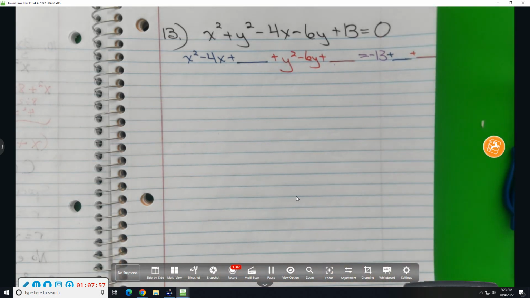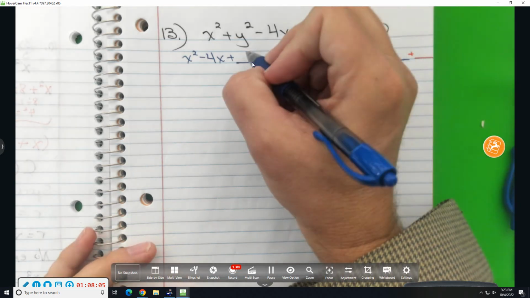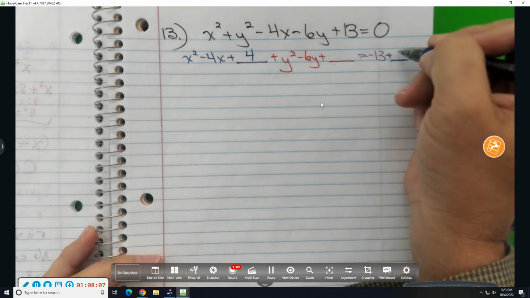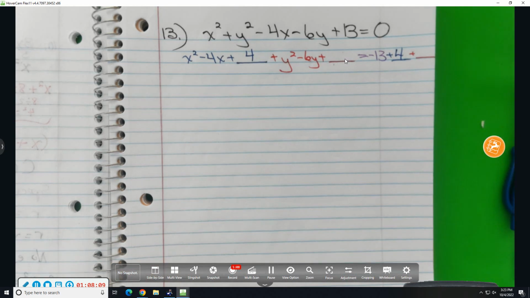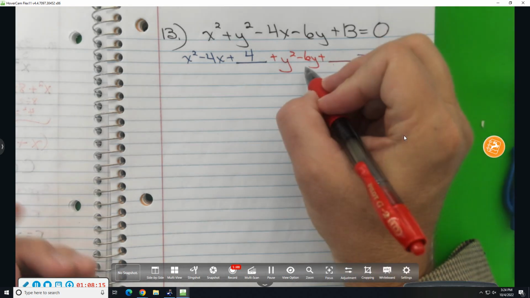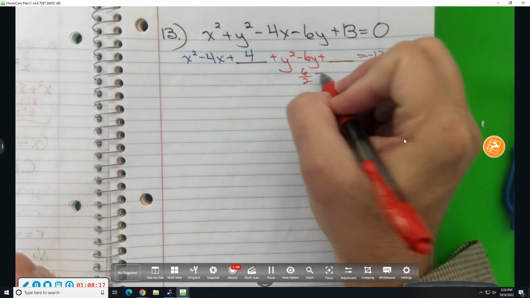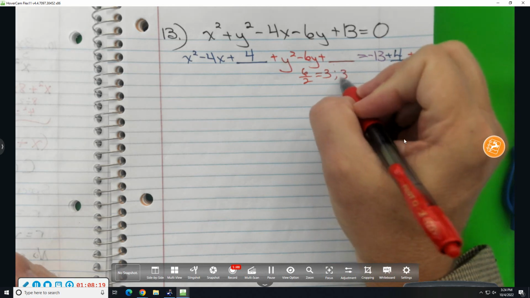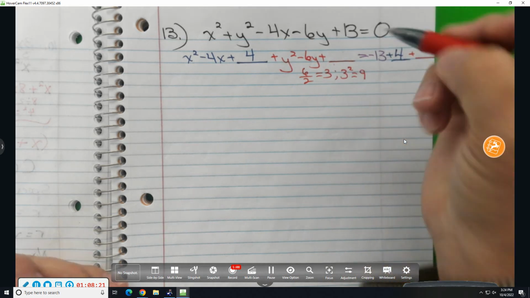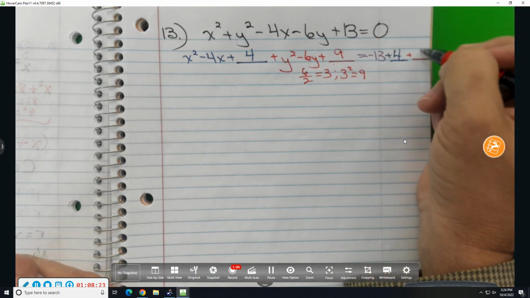The first one we've done so many times that we know already that it will be 4. Half of 4 is 2. 2 squared is 4. I agree. We're going to put a 4 in the blank there and there. And the other one would be 9 because half of 6 is 3. 3 times 3 is 9. Okay, did y'all follow that? Half of 6 is 3. 3 squared is 9. So we put a 9 there and a 9 there.